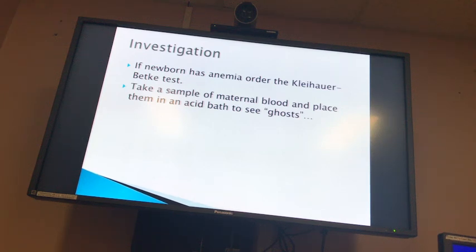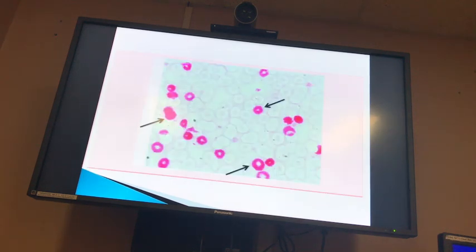No, I thought I had a picture of this. You do. Oh, take a sample of maternal blood and place it in the... so basically, maternal cells, when placed in an acidified bath, basically vanish. They become ghosts, and all you see is the membrane. All the red, pink staining goes away, and you wind up with this: fetal cells, which are resistant to the acid. So I think that's kind of a cool test.